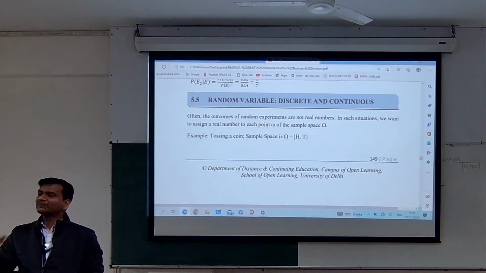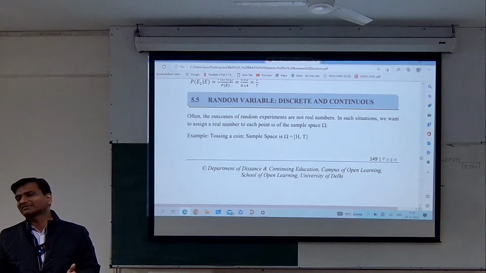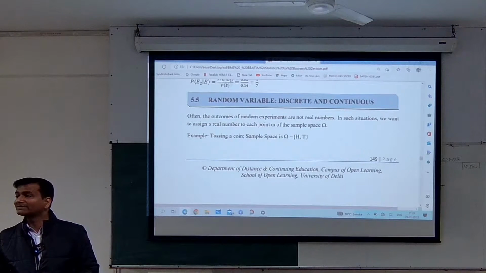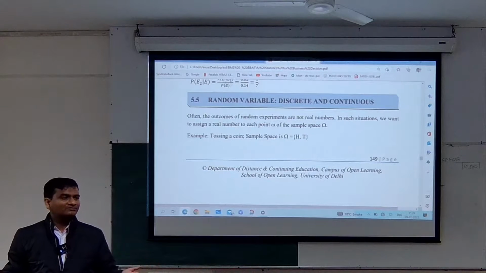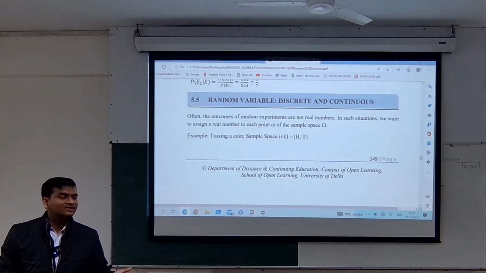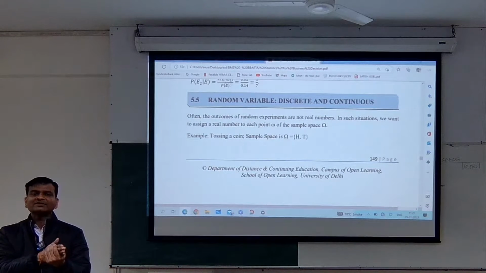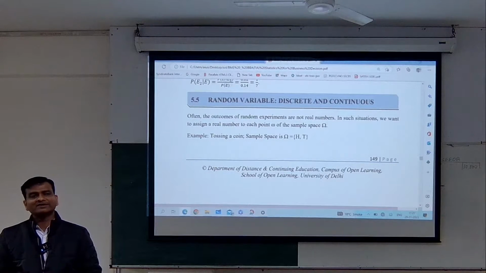Depending upon discrete and continuous random variables, you have probability distributions. Some probability distributions are discrete, some are continuous. Binomial and Poisson are discrete probability distributions. Normal, uniform and exponential are continuous probability distributions because your random variable is continuous. So you should know what a random variable is, the different types, discrete random variable and continuous random variable.